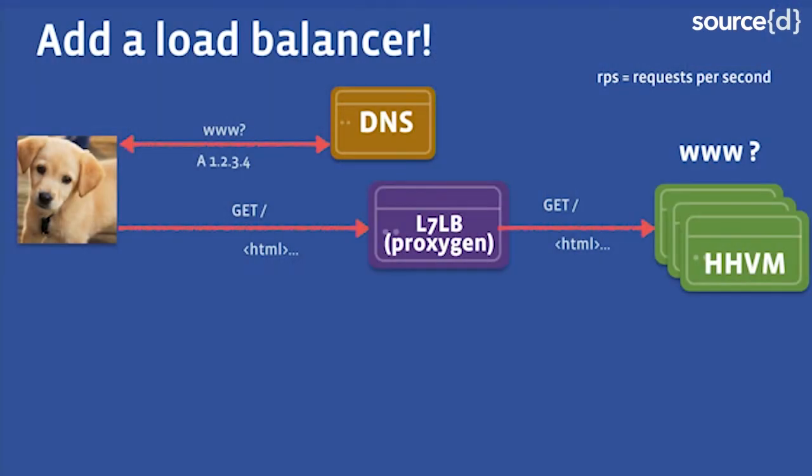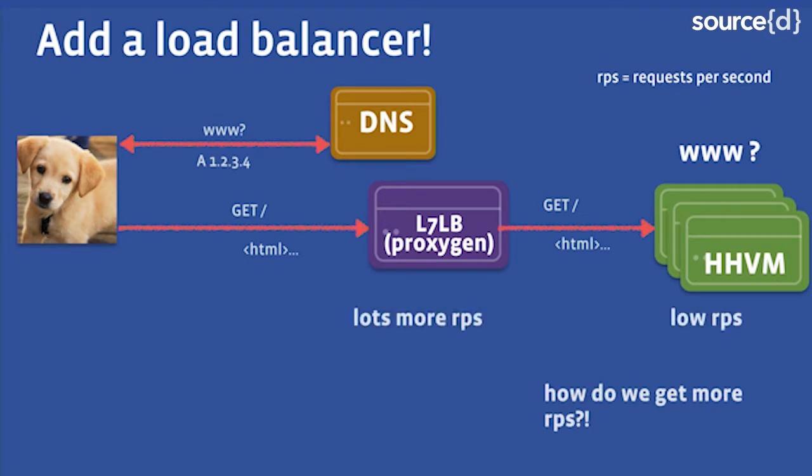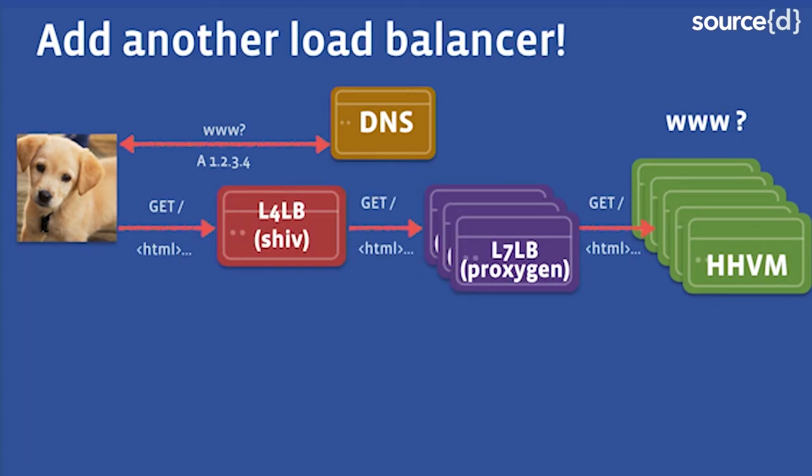But eventually, we're then going to hit, as I said, Proxygen being CPU bound as well. We need more RPS. What do we do? Or how do we do it? And again, this is probably not going to come as a surprise to you, given this talk, but we're going to put another load balancer in front of it.